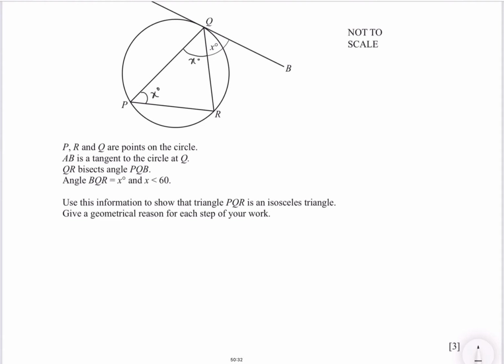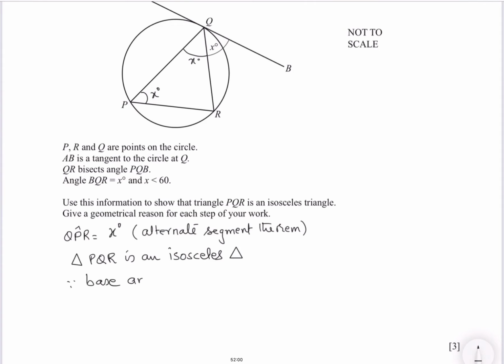So in triangle PQR we got two angles the same. We can say these are the base angles of an isosceles triangle. So this is now proved that PQR is an isosceles triangle because base angles are the same.